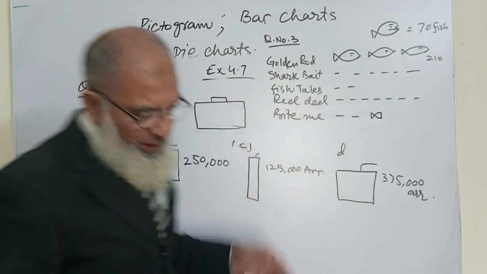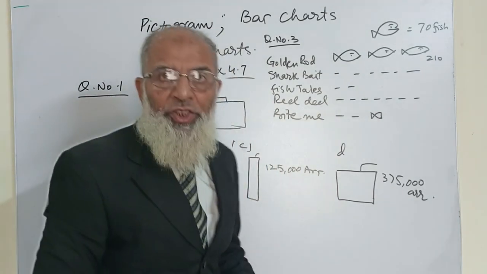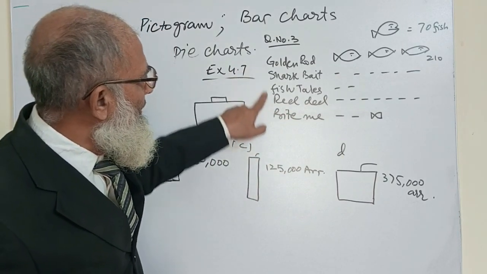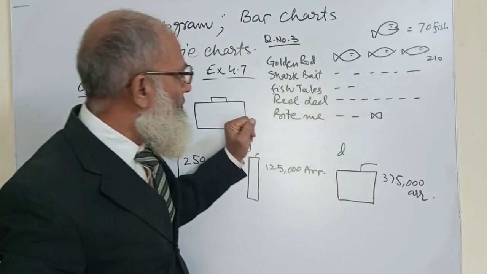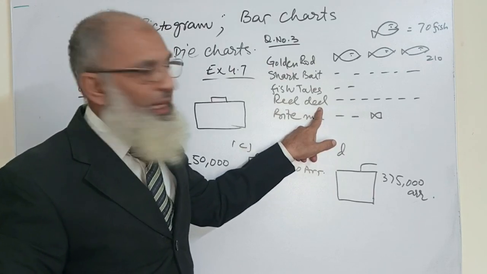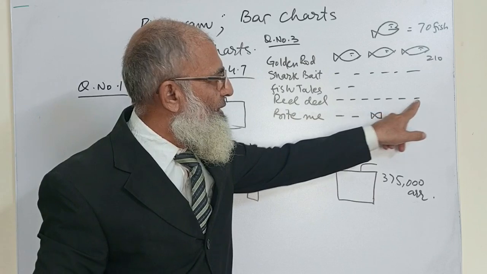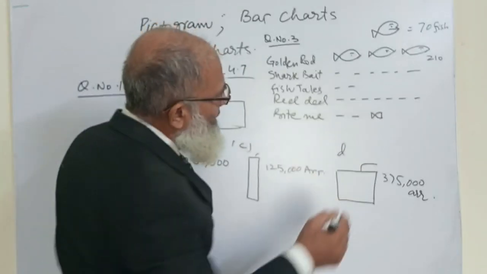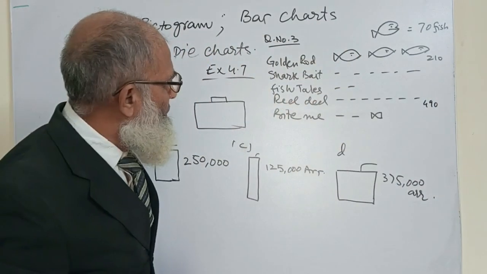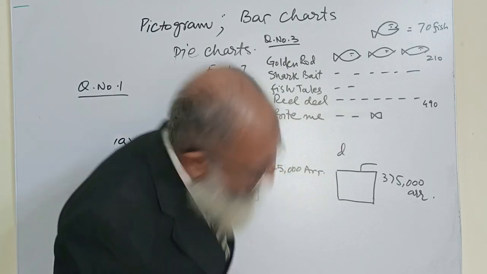Now there are questions. Which boat caught the most fish? Now these are the names of boats. Now Real Deal has caught the most fish. One, two, three, four, five, six, seven. And 7 means 490 fish.